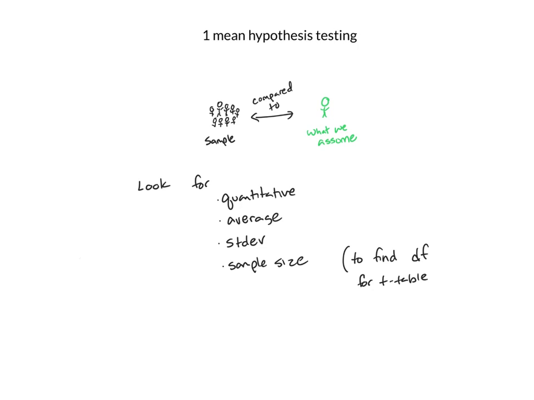With a one mean hypothesis test, our degrees of freedom will always be n minus 1. We'll go ahead and use the t-table later on to find our p-value. Doing that will be a little bit more complicated than using the z-table, but not much.